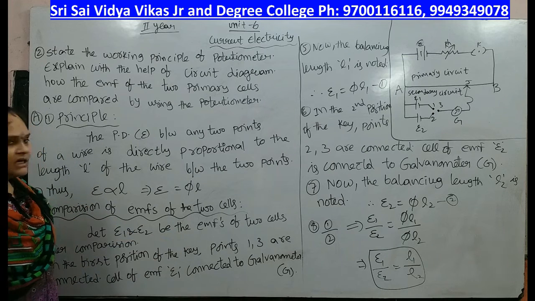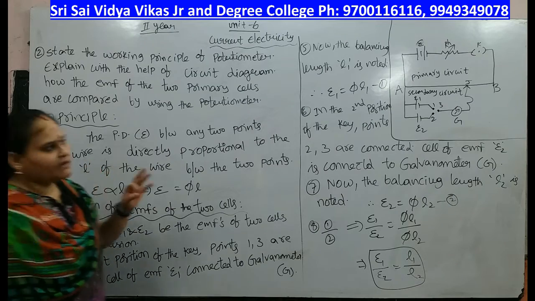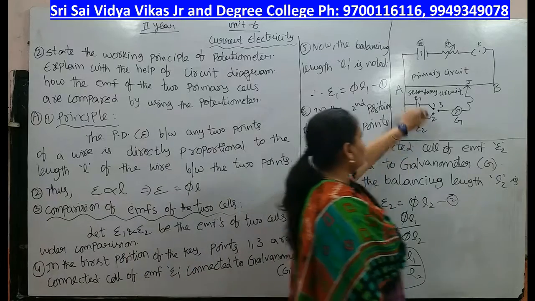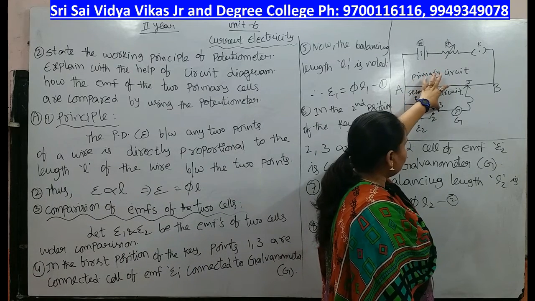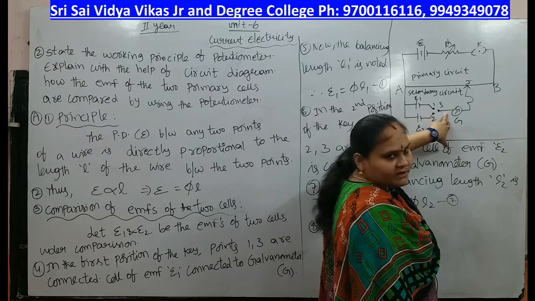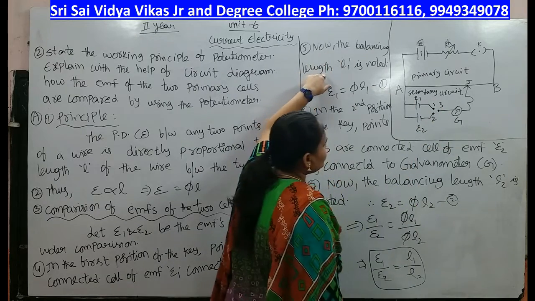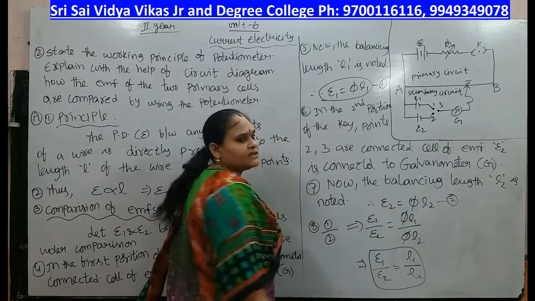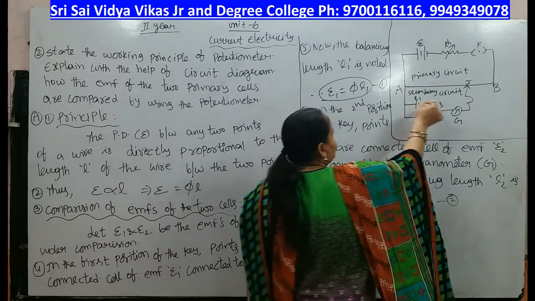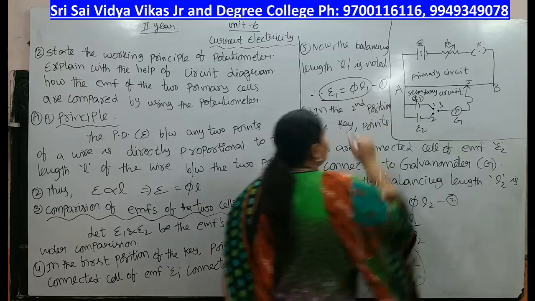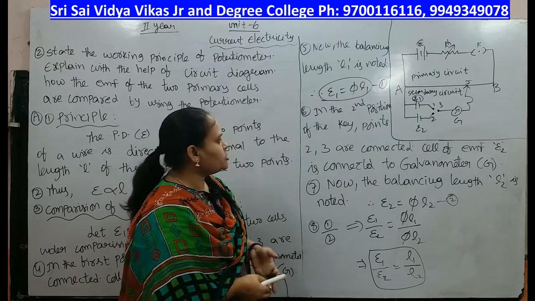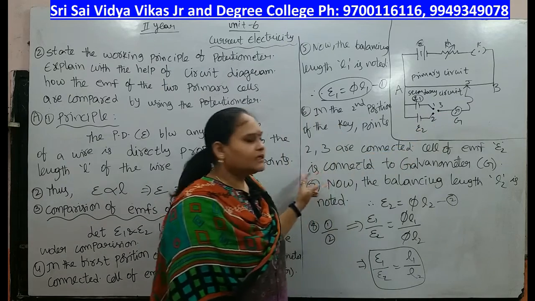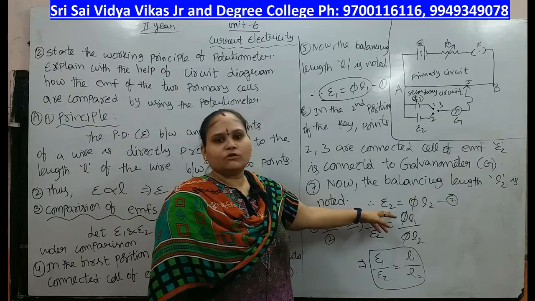In the first position of the key, points 1 and 3 are connected, and the cell of epsilon 1 is connected to the galvanometer G. So the balancing length L1 gives epsilon 1 equals phi L1. In the second position of the key, points 2 and 3 are connected, then epsilon 2 is connected to the galvanometer, the length of the wire is L2, and epsilon 2 equals phi L2.